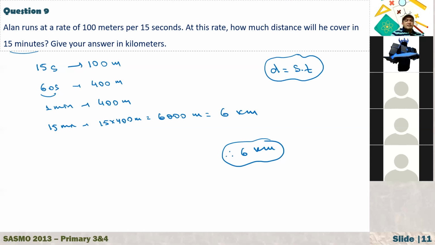Okay. Sadiq, very simple formula. Distance is equal to speed times time. But here, you don't even have to know this. It is just a rate and ratio problem. 100 meters in 15 seconds, right? That means that in 1 minute, multiplied by 4, we can walk 400 meters. 60 seconds is 1 minute, right? 1 minute, 400 meters. And 15 minutes means we should multiply by 15. 15 times 400 is 6,000 meters, and that's equal to 6 kilometers.